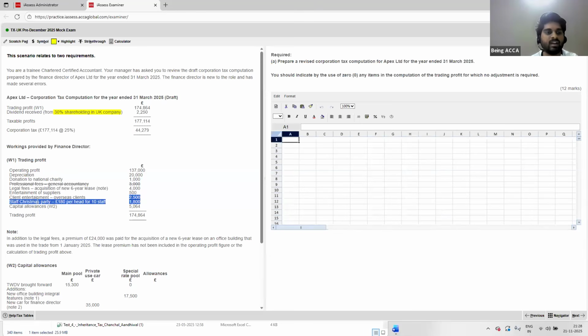And next we have the staff Christmas party of 180 per head for 10 staff. Staff entertainment is always an allowable expenditure and it should be at zero. So this has been added back because it was considered a disallowed expenditure, which is not right. So this is also wrongly added back.